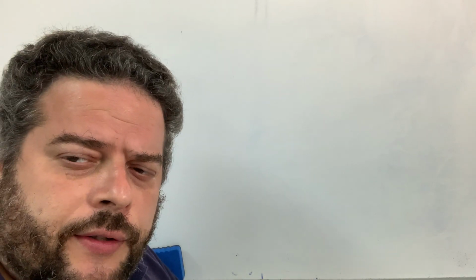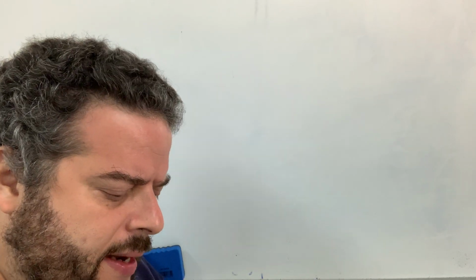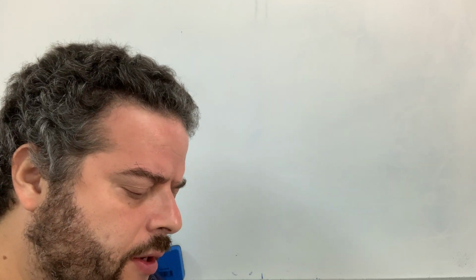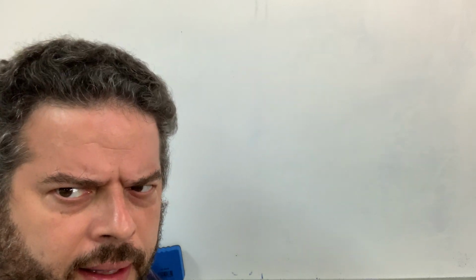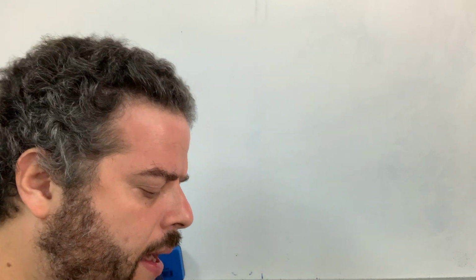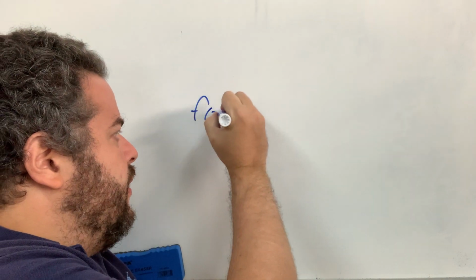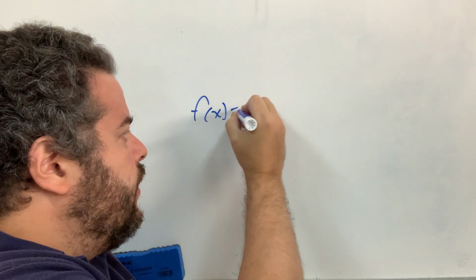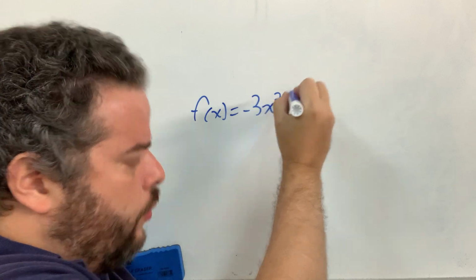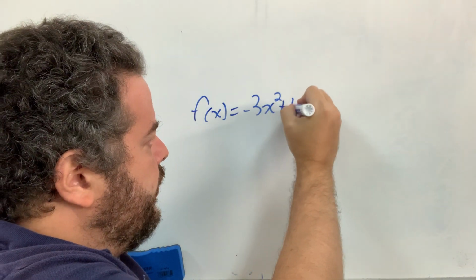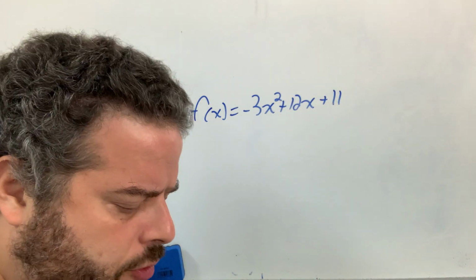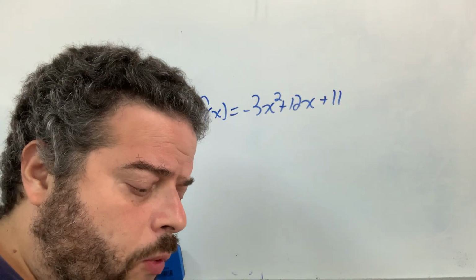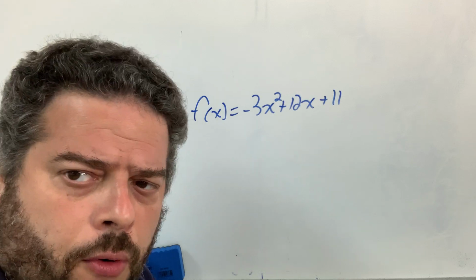Hello guys, today we're going to continue yesterday's lesson of quadratics. Now, the first thing we're going to do is focus on example 3. Example 3 tells us to determine whether the function has a maximum or minimum value and then find that maximum or minimum value. The function that I'm given is the following: f of x equals negative 3x squared plus 12x plus 11.